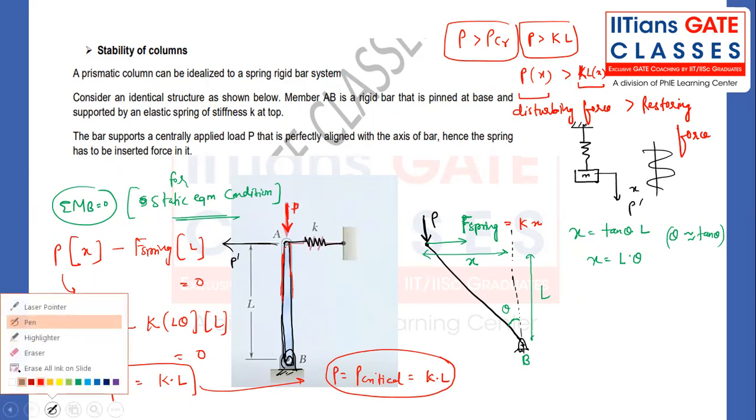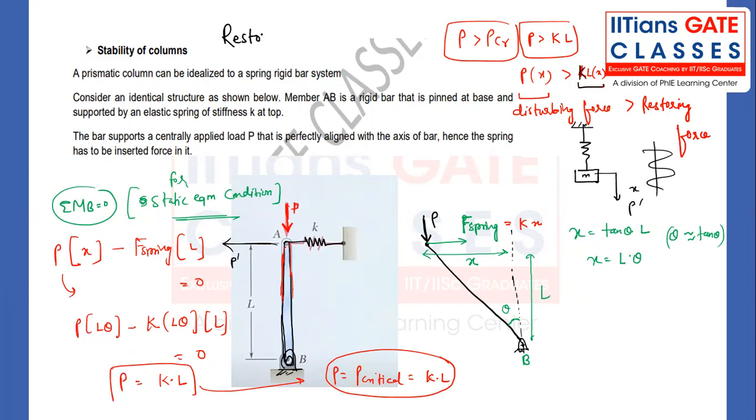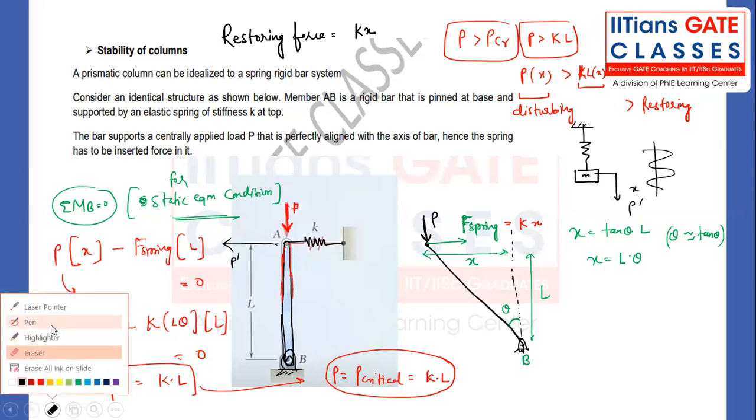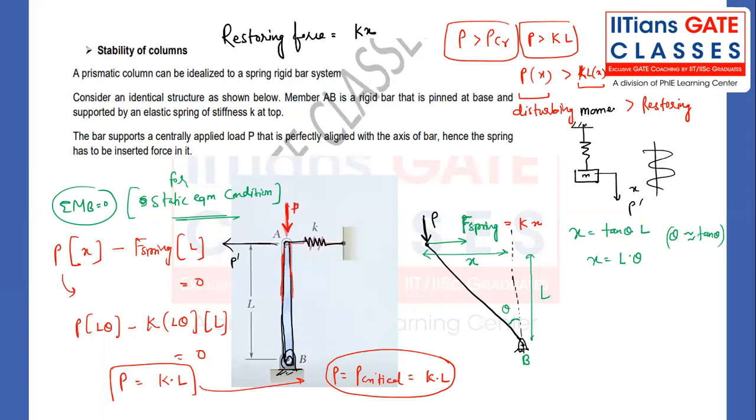So let me write here once again. Restoring force, I'm calling this Kx. Disturbing force is nothing but P. Let me write not force, let me write movement, that is a good meaning over here. So as you can see, the disturbing movement is more. If P is more than P critical, it will be continuously deforming like this. It will be continuously disturbing the system. So it is not a stable system. If P is more than P critical, that is not a stable system.